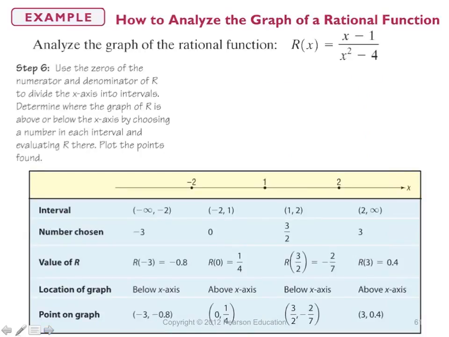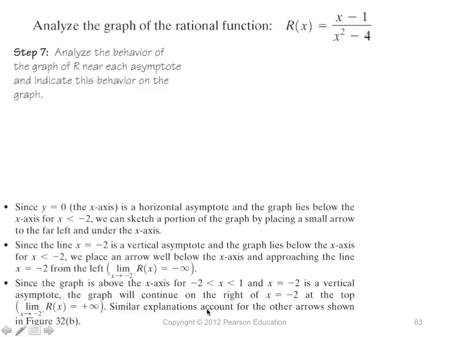All right, so now what we do is we use the zeros of the numerator and the denominator to divide into intervals. This is the exact same thing, so I'm not going to walk through this whole thing. But we have important points of -2, 1, and 2. -2 makes the denominator 0, 1 makes the numerator 0, and 2 makes the denominator 0. Then we write the intervals out, so we have 4 different intervals. We pick a number in each of those, evaluate, and then find a new point on the graph.